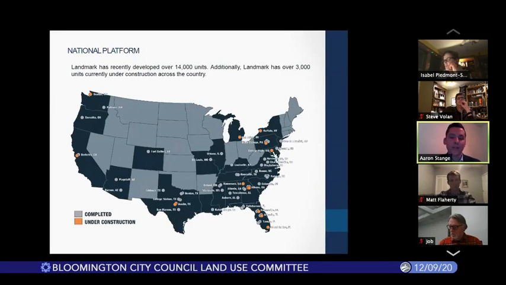Landmark is the largest student housing developer in the United States and presently has in excess of 9,500 beds under construction across the country. Past and current projects nearest to Bloomington include Urbana, Illinois, Louisville, Kentucky, and Ann Arbor, Michigan.